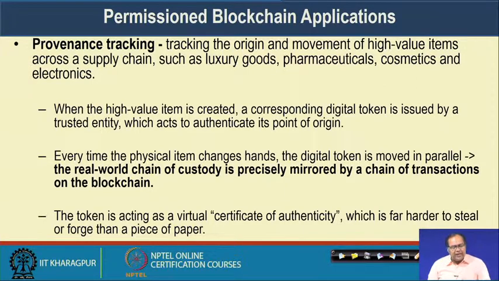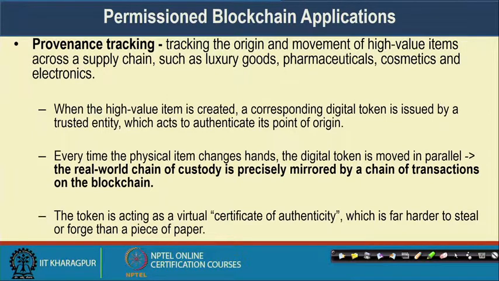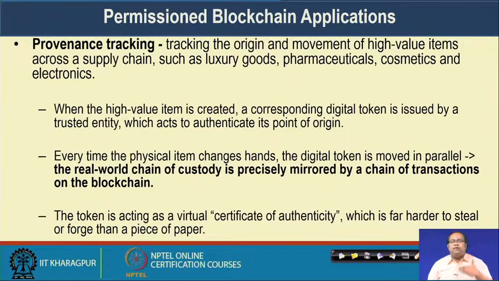Now, how can you realize that in the blockchain? When a high value item is created, a corresponding digital token can be issued by a trusted entity, because here we are considering a closed environment. So, all the stakeholders in the supply chain environment are known a priori. So, they can get this kind of digital token, which acts to authenticate its point of origin. That means the asset has originated at that point. Now, every time the physical item changes hands or changes its location, the digital token is moved in parallel.